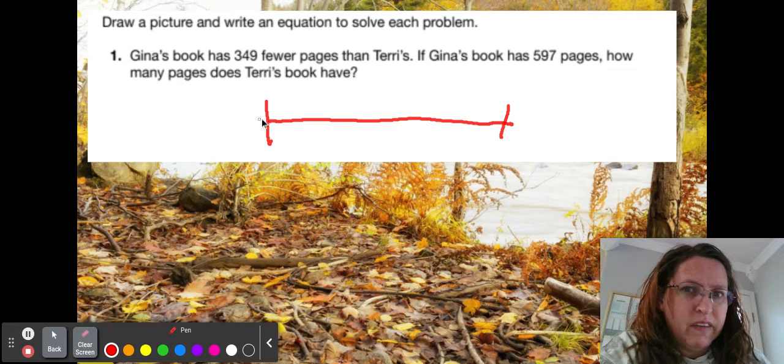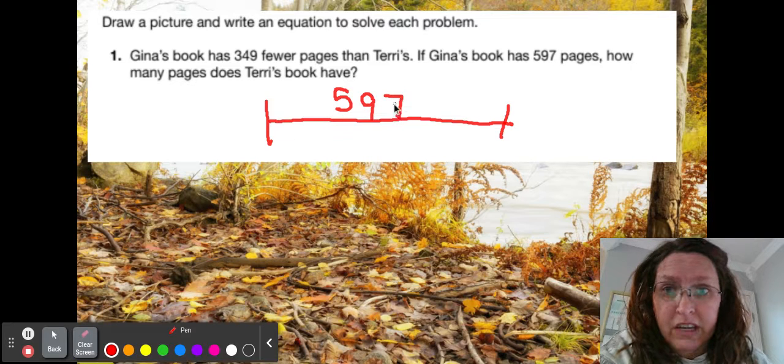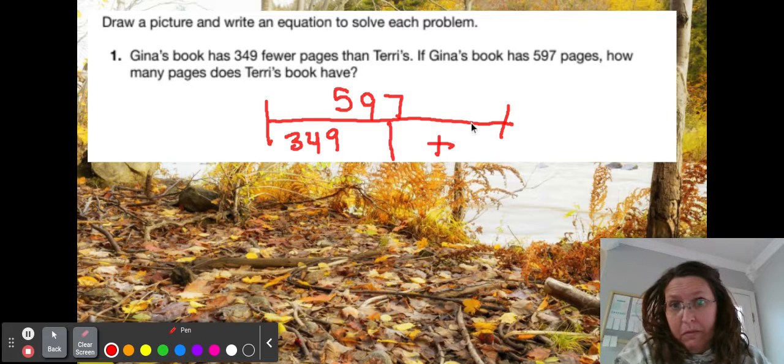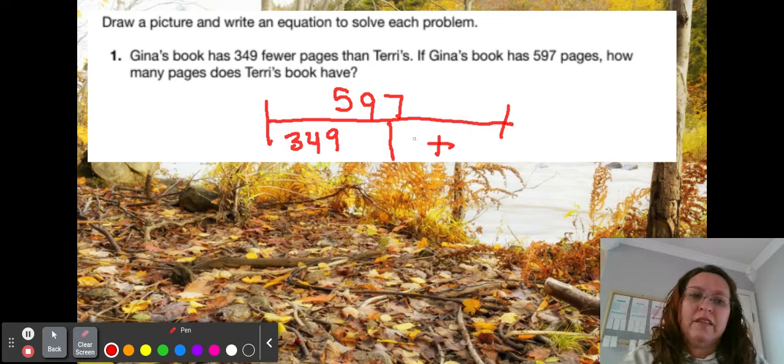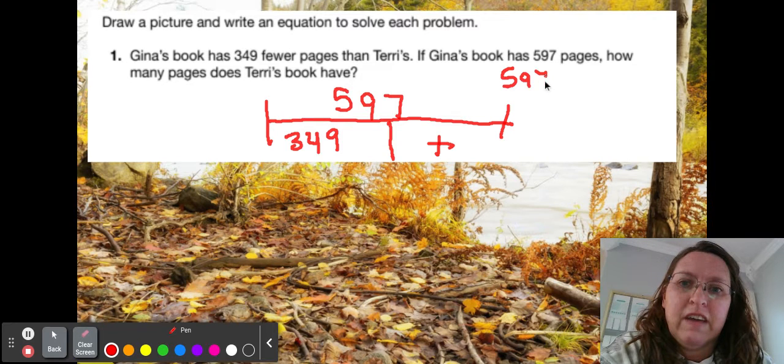When I look at this example, I know that Gina's book has more pages, so I'm going to put 597 pages. Now I know that there's 349 extra pages, and then Terry's book has this many pages. So when I'm looking at this kind of a part-part-whole diagram, I'm going to add the two parts to get the whole. So if I'm going to write it as an expression, it's 597 equals 349 plus T.